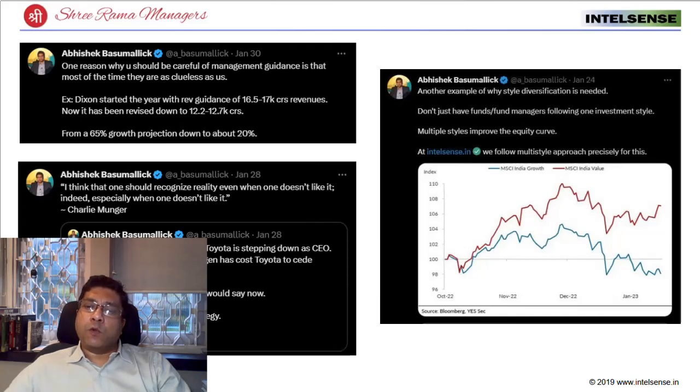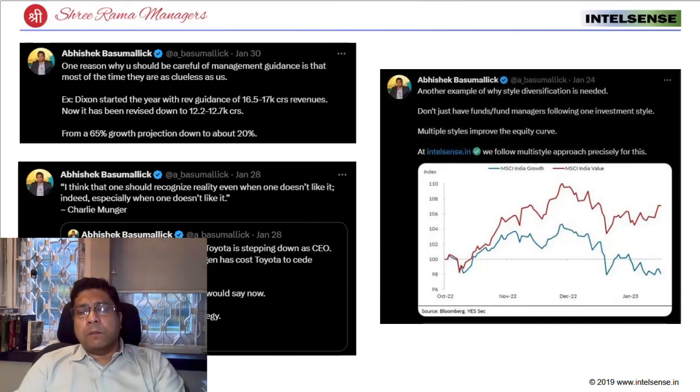At some other time, you'll find quality doing well. At some other time, you'll find momentum doing well. Very rarely will you find all of these doing well. Momentum is loosely defined, anything that does well could be momentum, so I'll keep that aside. But if I look at growth or value or quality as factors, it is important to have diversification in terms of strategy.